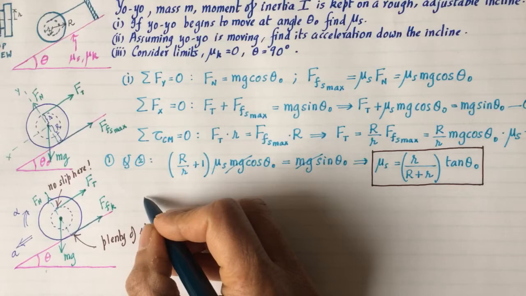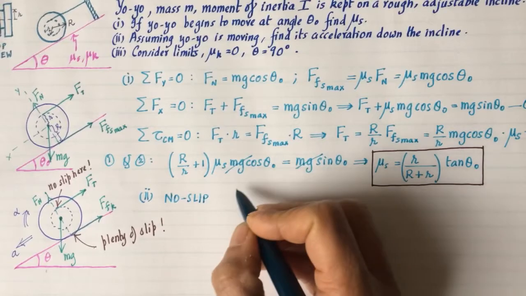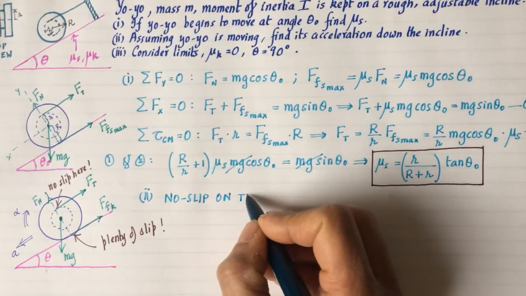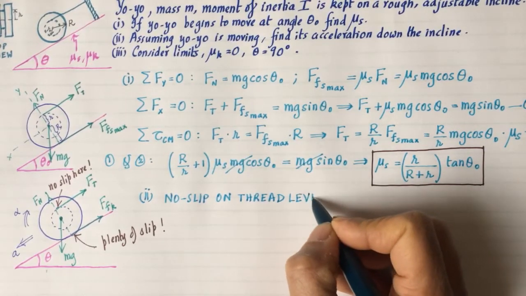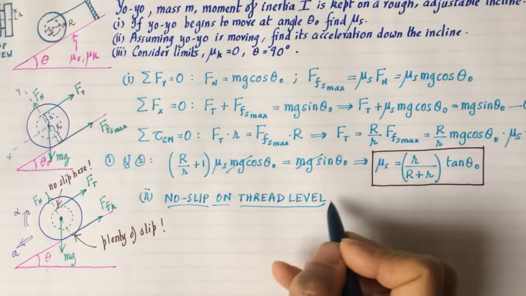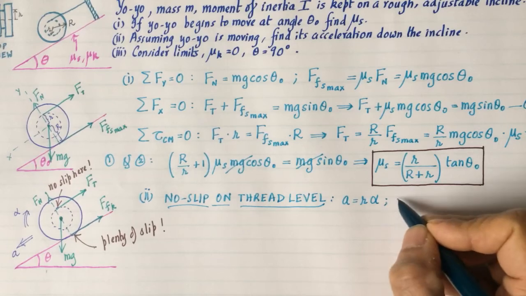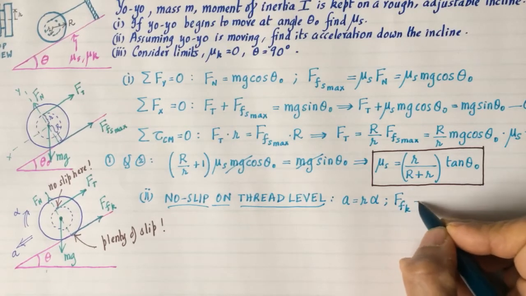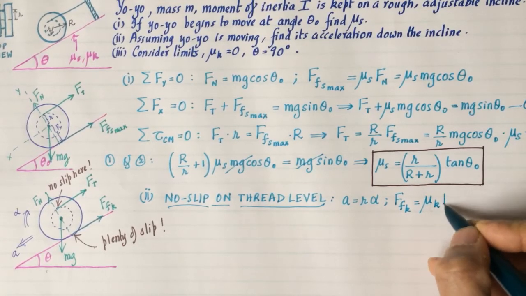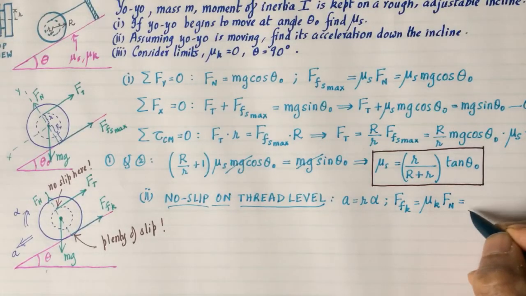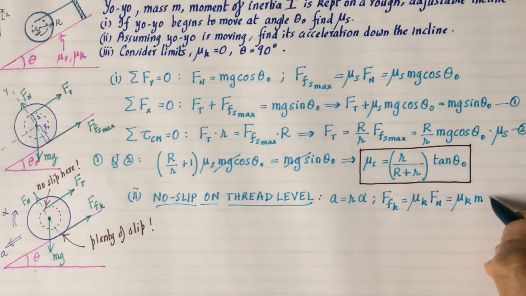So first of all, we have to implement the no-slip condition at the thread level. That condition is a equals little r times alpha. Everything else remains, so in the vertical direction nothing changes, so I'll just write force of kinetic friction is mu k times Fn, that's known as the law of friction, and the normal force is just mg cosine theta, so that's mu k times mg cosine theta.